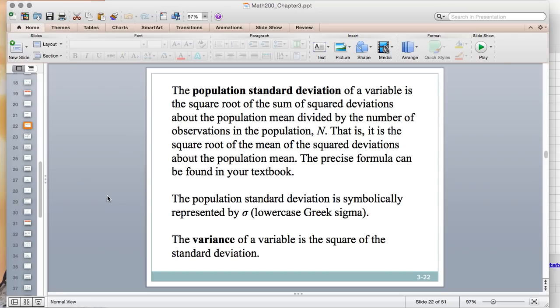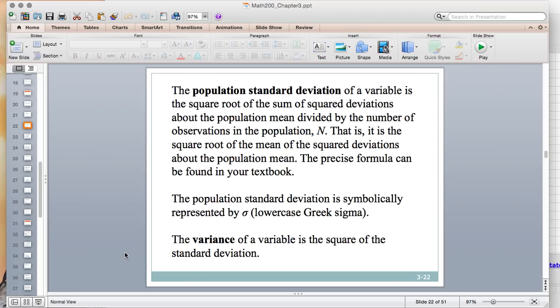I did not put it here, okay, because we're going to be using technology to help us calculate it. Now, population standard deviation is typically symbolized by using the lowercase Greek letter sigma, which looks just like this right here. And then the variance is just the square of the standard deviation. And once you have the population standard deviation, you can just square it to get the variance.